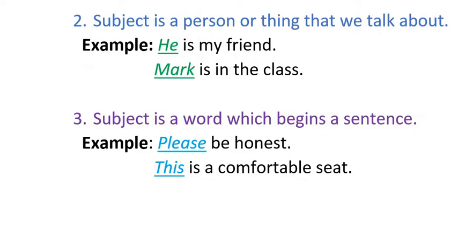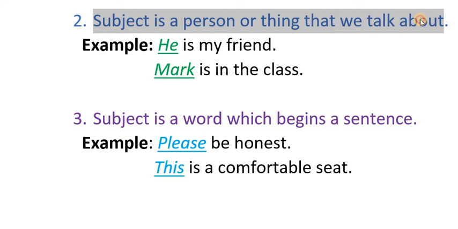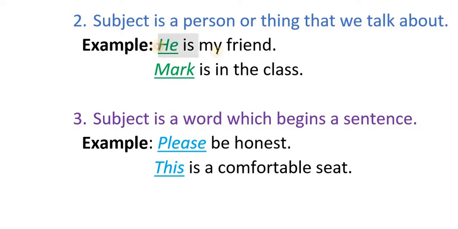The next definition is that the subject is a person or thing that we talk about. When we want to give a report to someone, the report belongs to some specific person or some specific thing, so that is the subject. And usually the subject comes at the beginning of a sentence. He is my friend. When someone asks me who he is, I'm going to tell him he's my friend. So the person we talk about is he. In the next example we've mentioned the name Mark. So what is the example? Mark is in the class.